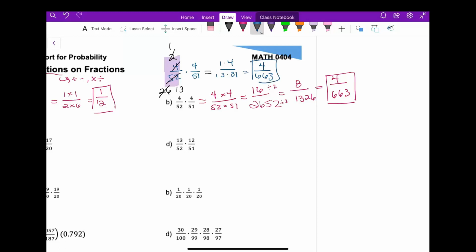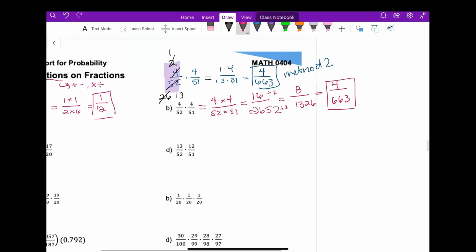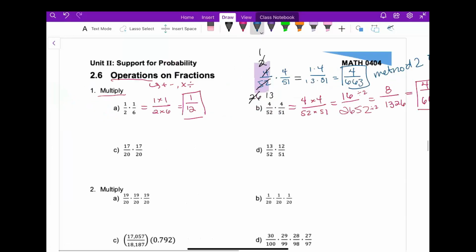I feel that method number 2 is much simpler than method number 1. What method number 1 does is that it makes a number bigger and then you make it smaller. In method number 2, you make the number smaller first and then you make it bigger. Go ahead and try C and D.